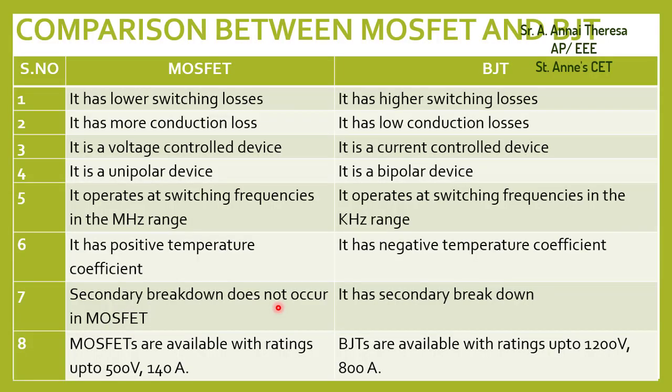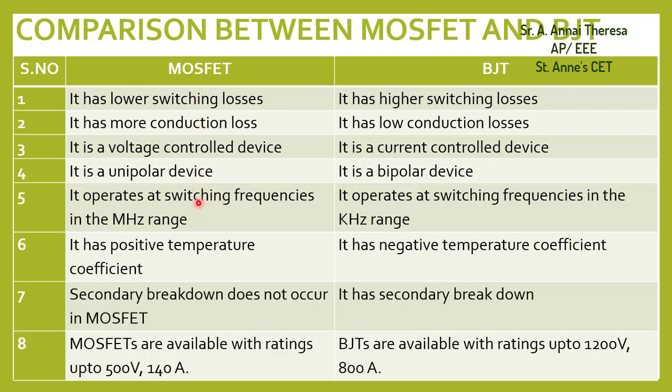Finally, we can see the comparison between power MOSFET and power BJT. MOSFET has lower switching losses, BJT has higher switching losses. MOSFET has more conduction loss, and BJT has low conduction losses. MOSFET is a voltage controlled device, whereas BJT is a current controlled device. MOSFET is a unipolar device, and the BJT is a bipolar device.